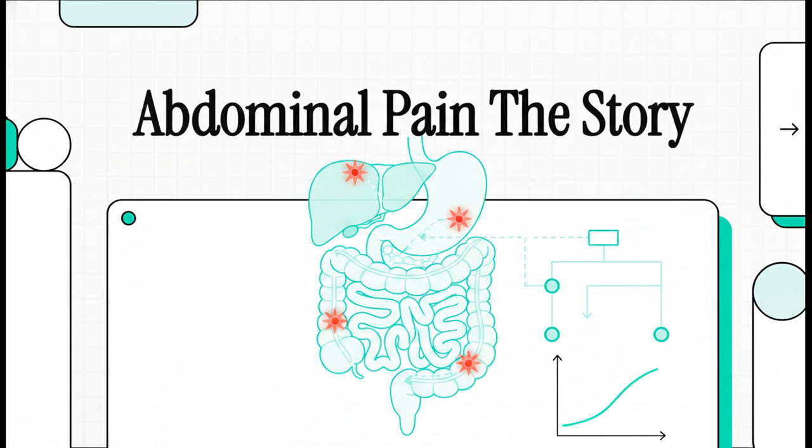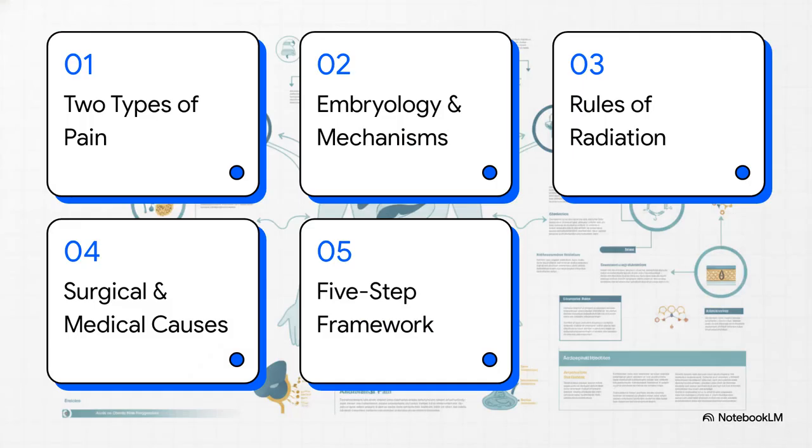We're going to map out the story of the abdomen step by step, so the diagnosis literally reveals itself logically every single time. Let's get right into it. Here's our roadmap for the explainer. We'll start with the two types of pain, move into embryology and mechanisms, look at the rules of radiation, explore surgical and medical causes, and wrap it all up with a 5-step framework.